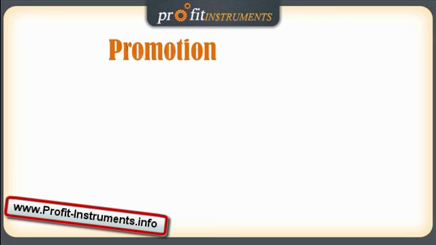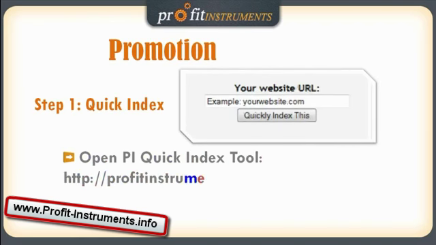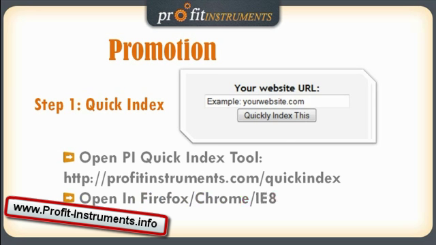First step, open up the Profit Instruments Quick Index tool, which is located at this site, profitinstruments.com/quickindex. Yeah, I'm giving you free access to this tool just because I liked the response I got on my first video. Lucky you. Please open the Quick Index tool in a browser that supports tabs like Firefox or Chrome.